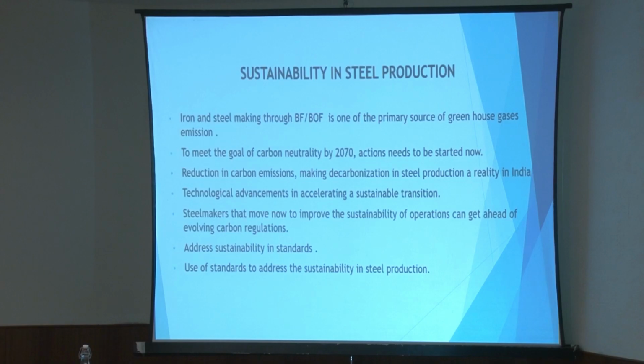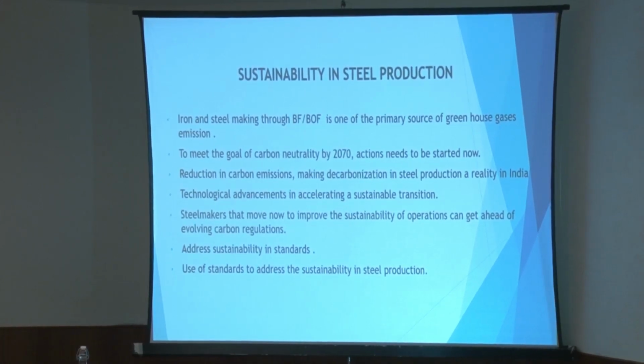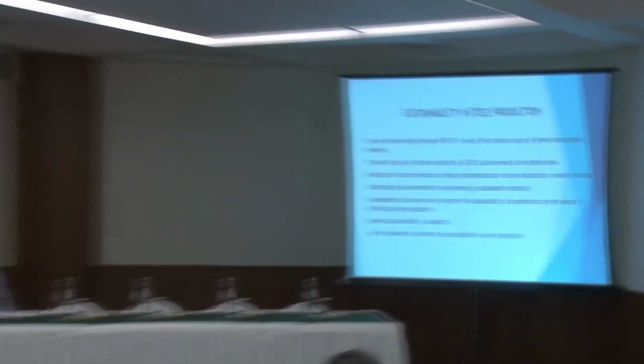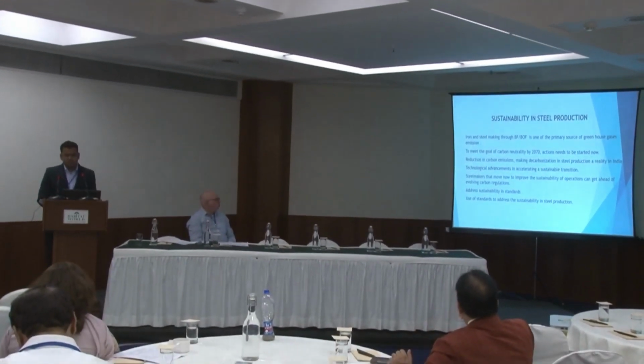So this is just a brief slide about the sustainability in steel production. As you all know that iron and steel making, which is through blast furnace, is one of the primary sources of greenhouse gas emission. So to meet the goal of carbon neutrality by 2070, we are taking actions, which I said, that we are trying to include sustainability clause in our steel products, ferrous and non-ferrous product standards. So reduction in carbon emissions, making decarbonization in steel production a reality in India.